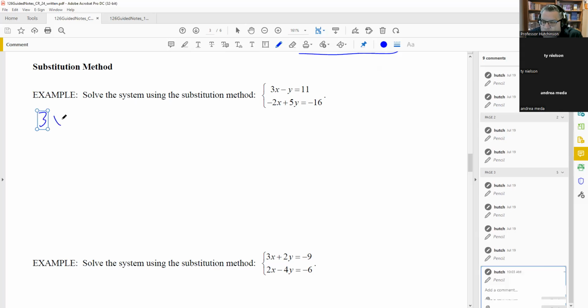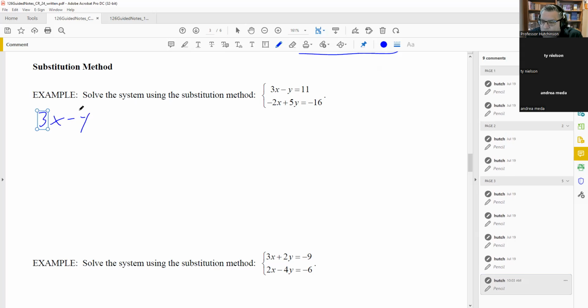So what I'm going to do is start with 3x minus y equals 11. And I want to solve this for y because I see that there is nothing in front of the y, and that's going to make it easier to solve for. So I'm going to add the y to the other side, y plus 11, and I'm going to subtract 11 to the other side. And so I get y equals 3x minus 11.